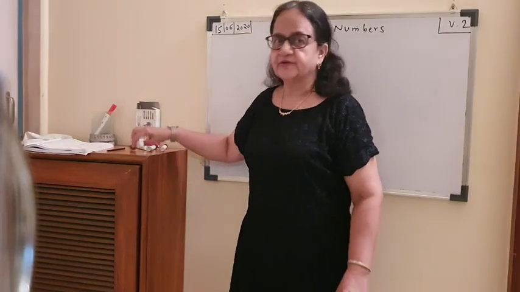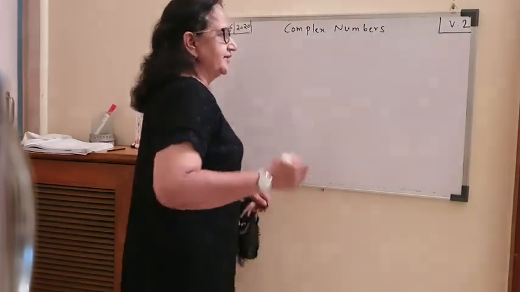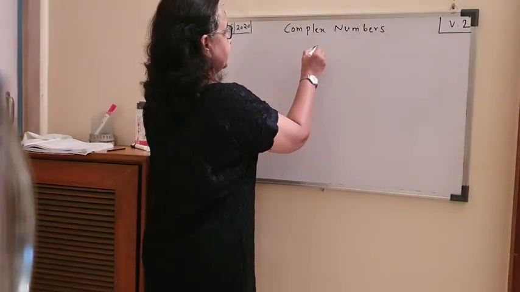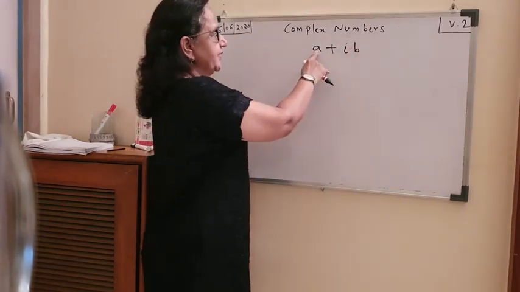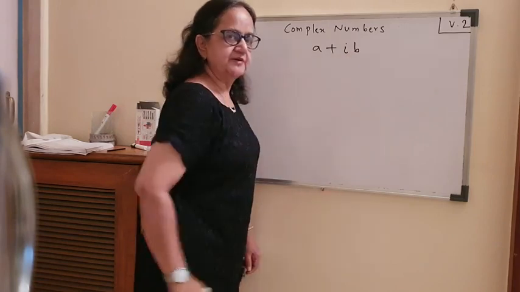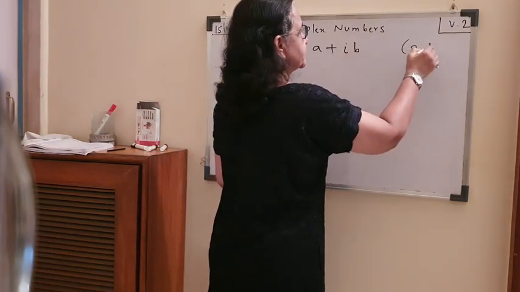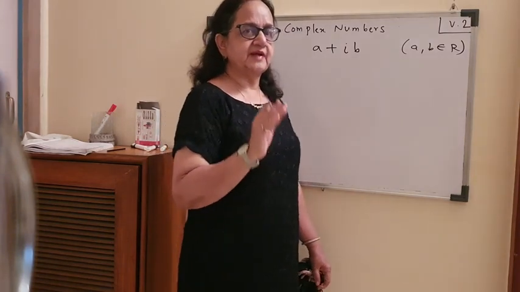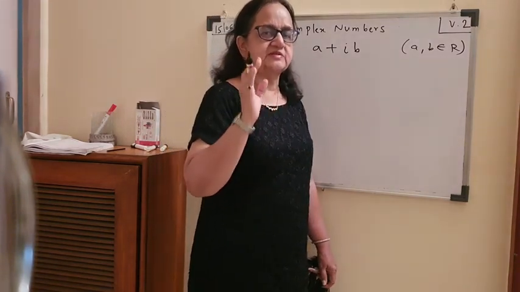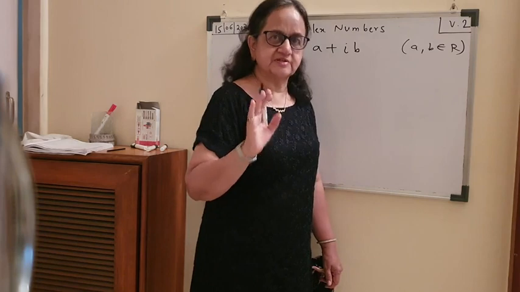Done. Let us continue ahead. You know complex numbers. I told you any complex number is described as a plus ib. A we call real part, b we call imaginary part. Both a and b should be real numbers. I told you real numbers means they can be naturals, whole numbers, integers, rationals or irrationals, any.